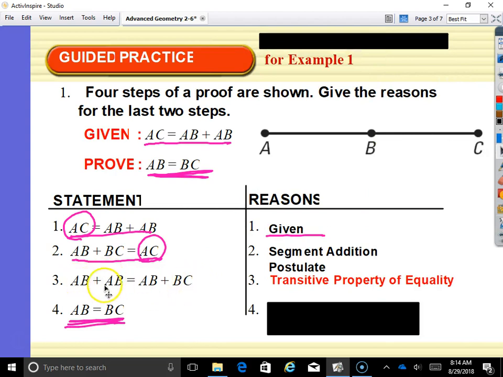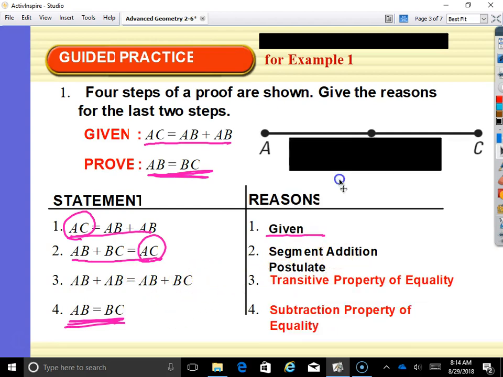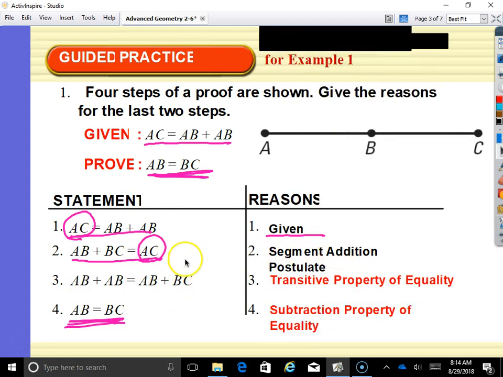So now when they're equal to each other, do you guys see that there's something that's on both sides? So can't I subtract it and it's gone? If I subtract it here and when I do to one side, I must do to the other, it'll be gone, right? So I can subtract it out on both sides, leaving me with AB equals BC, which is what I want. So that's the subtraction property of equality. They got rid of the AB by subtracting it on both sides. Does that make sense?